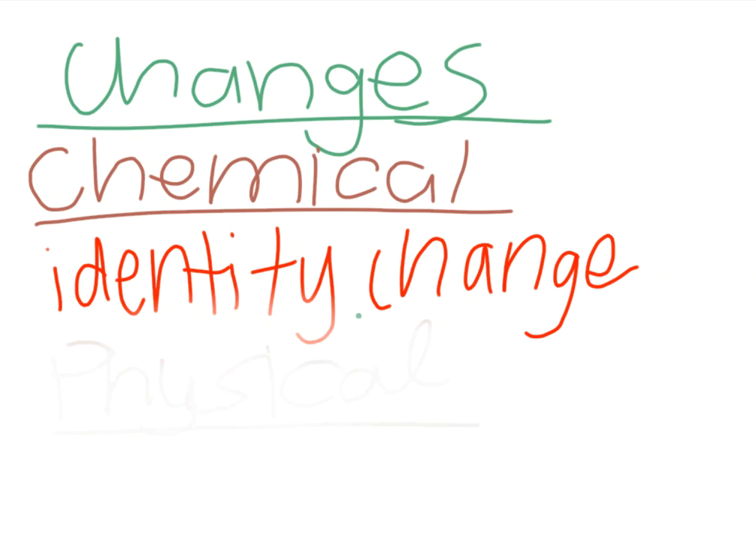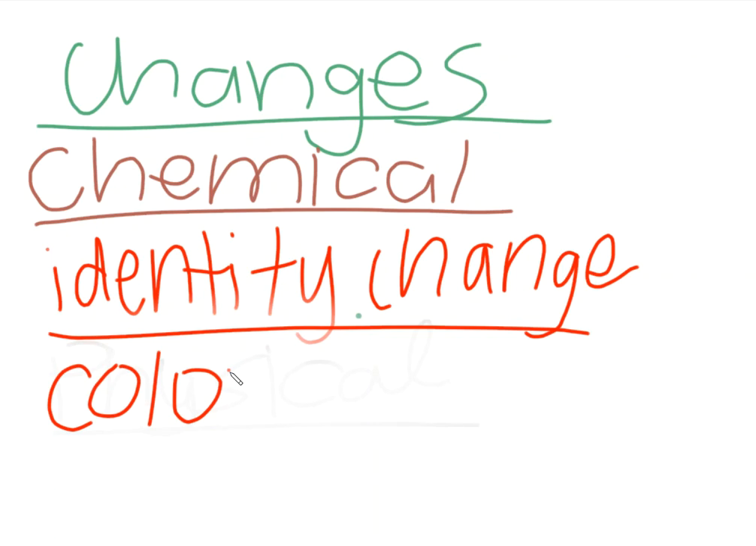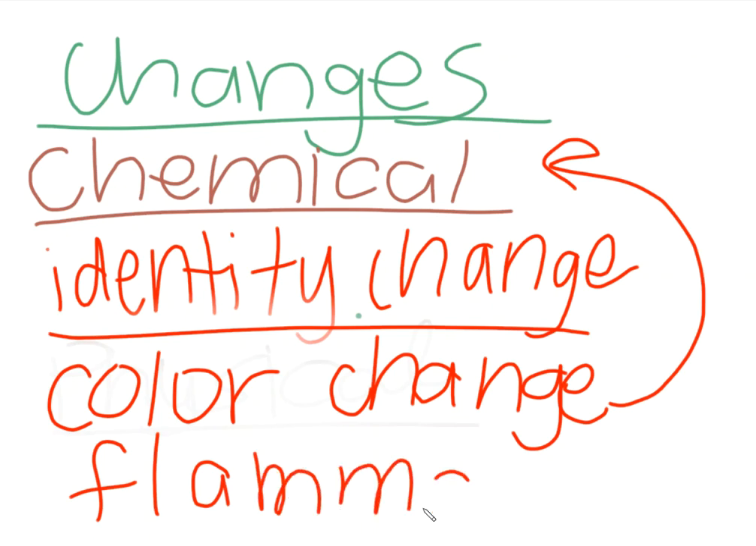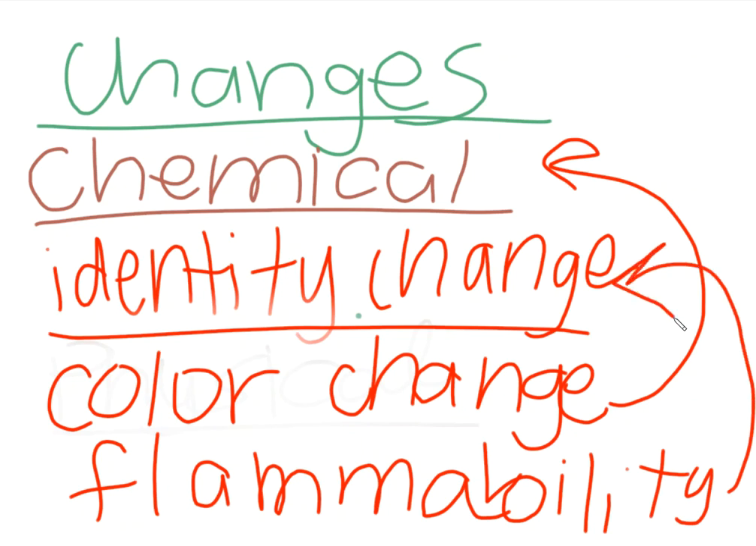Okay, so some examples of chemical changes are color change. So if a solution or a liquid changes color, that means it is a chemical change. Or another one is flammability. So if something catches on fire, you know it underwent a chemical change.